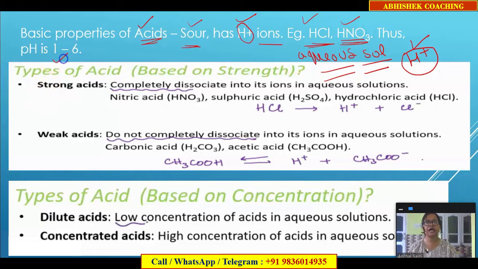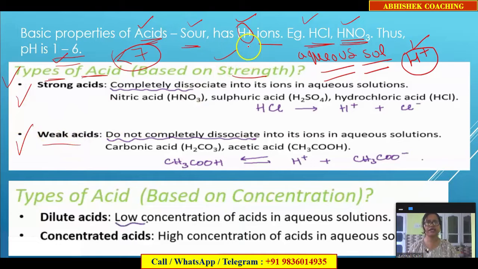Thus, acids have a pH of 1 to 6. Means acids have the pH of less than 7. You can say like that. Okay. Now, moving to the next one. Next is the types of acids. Based on the strength, there are two types of acids. One is the strong acid, other one is the weak acid.